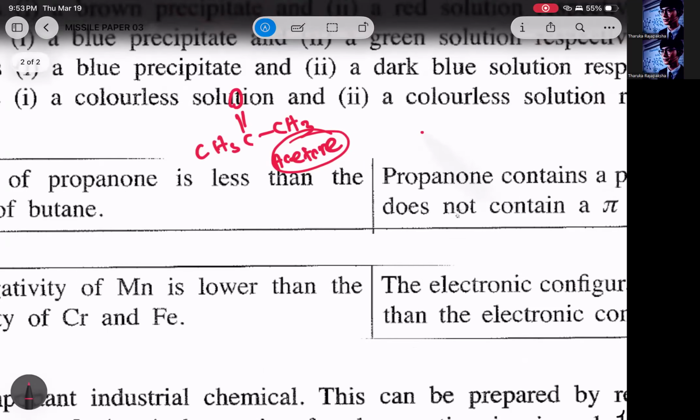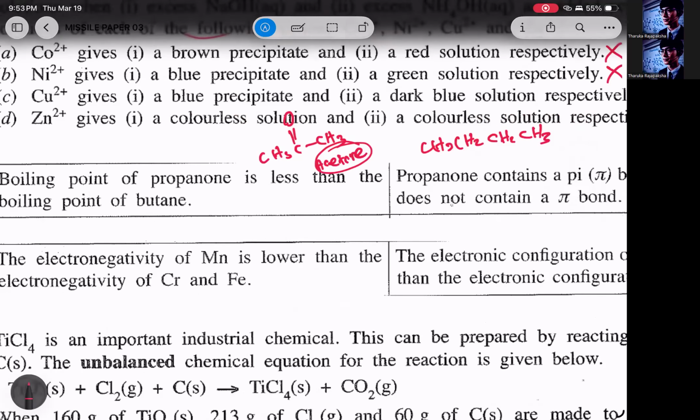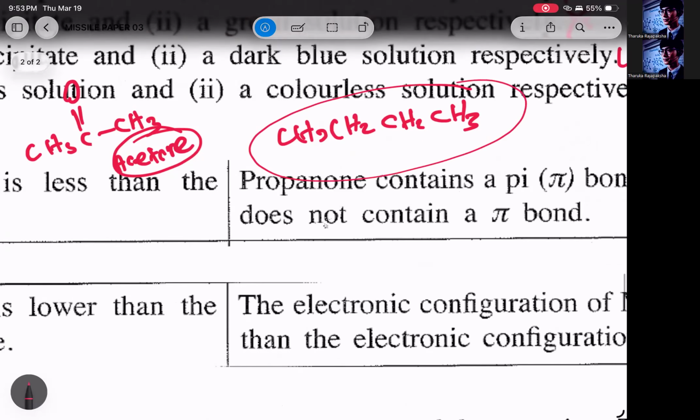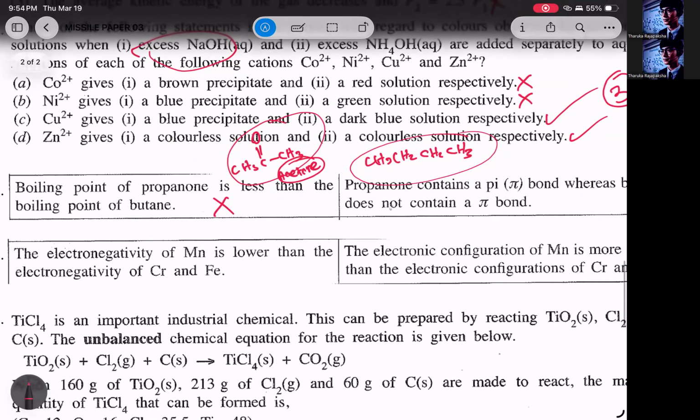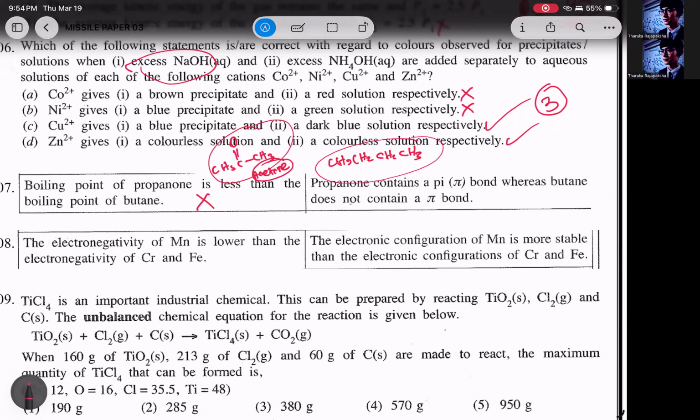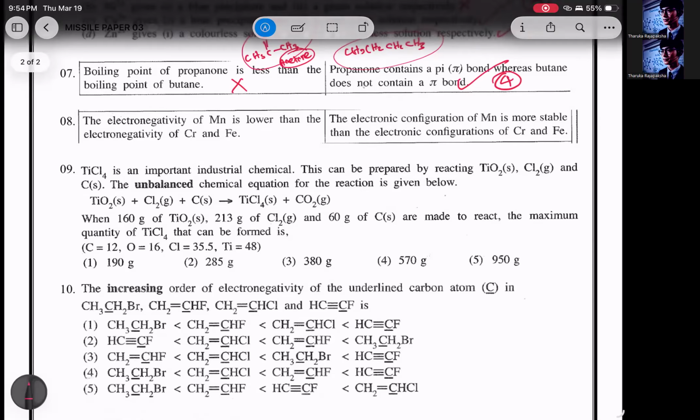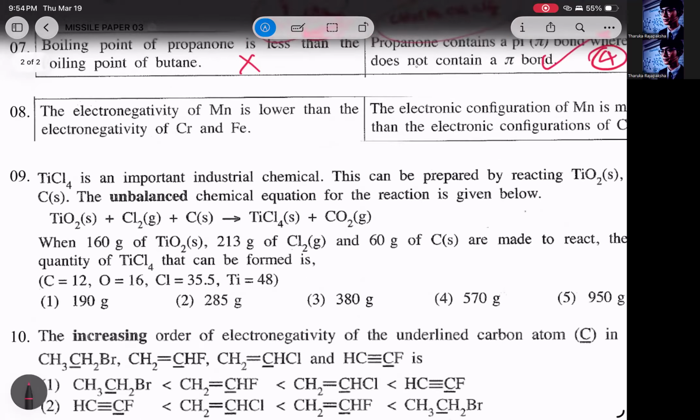So meth, eth, prop, but. There are 4 carbons as CH3, CH2, CH2, CH3. This is butane. Butane contains 4 carbon atoms and there are no dipole-dipole interactions. This one contains dipole-dipole interactions, but hydrogen bonds are not formed. So you can tell acetone has a larger boiling point than butane, right? So less than, that's wrong. It's actually larger. Propanone contains pi bonds, whereas butane does not contain any pi bonds. That's correct, I think. Anyone can understand that. That's answer number 4.